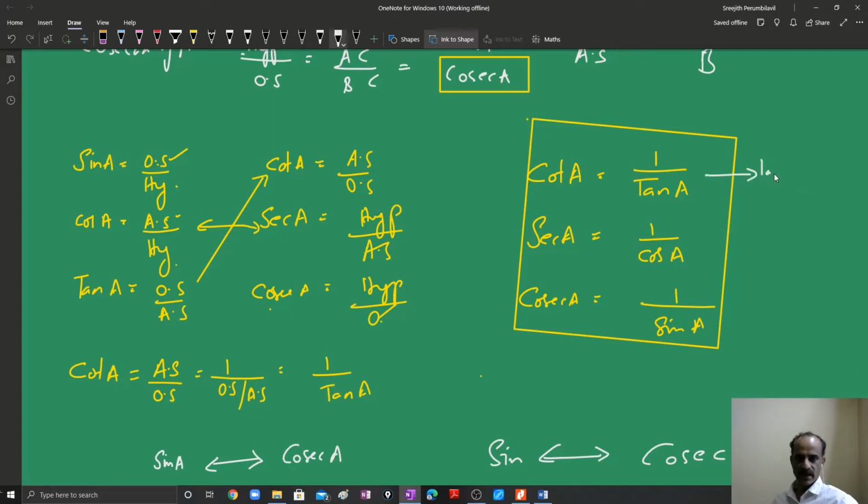What is that? Tan A is equal to 1 by cot A, cos A is equal to 1 by sec A, and sin A is equal to 1 by cosec A. This one is the reciprocal of the other.